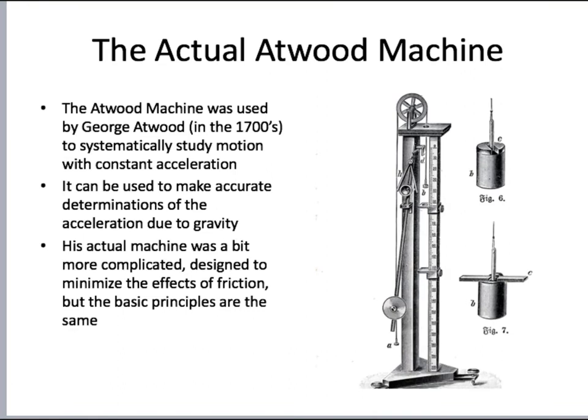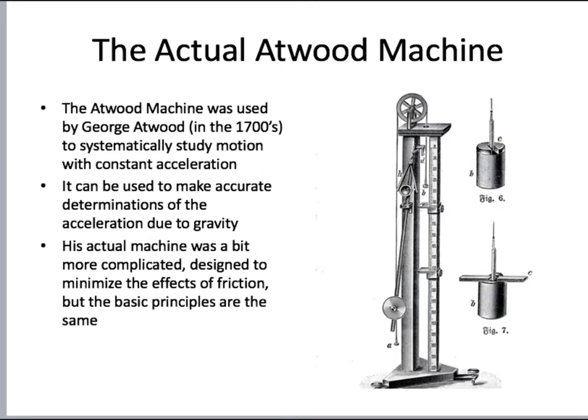Now, just as an aside, why is this called the Atwood's machine? Because this was a machine that was developed by a guy named George Atwood, and this was done back in the 1700s, and it was used to systematically study acceleration or motion with constant acceleration.